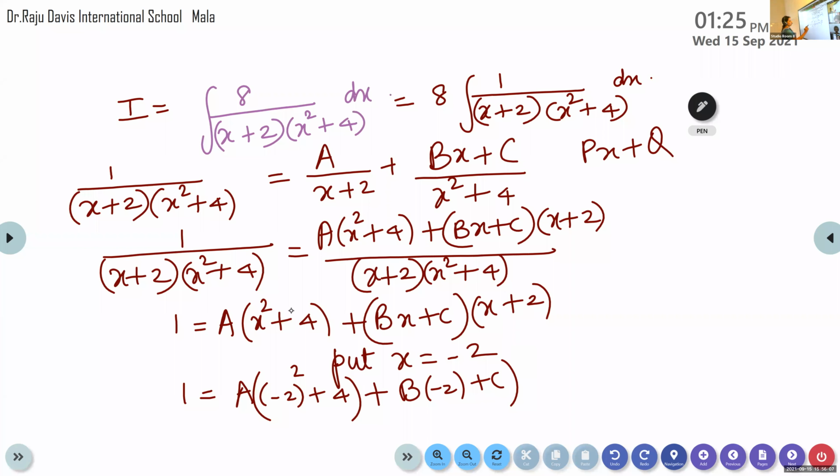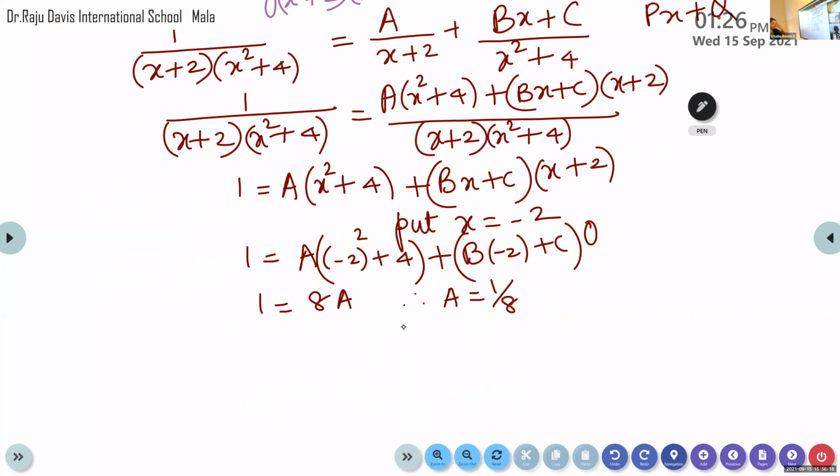Therefore, we get 1 is equal to 8a. Therefore, what is a? A is 1 by 8. A is equal to 1 by 8. Okay, so A we got. Now we have to find B and C. How will you do this? A we got, B and C we have to find.